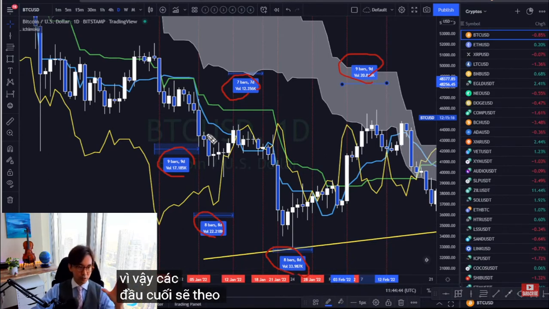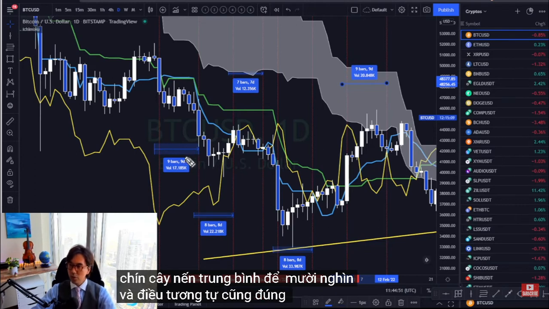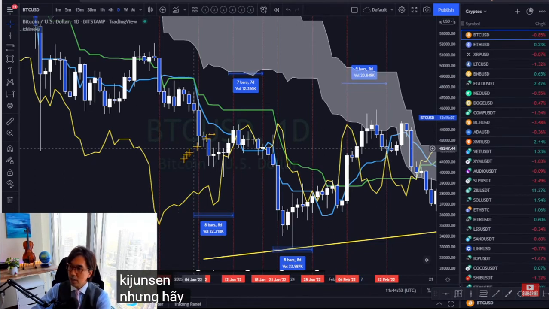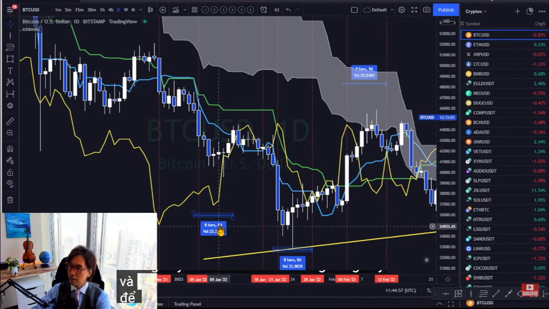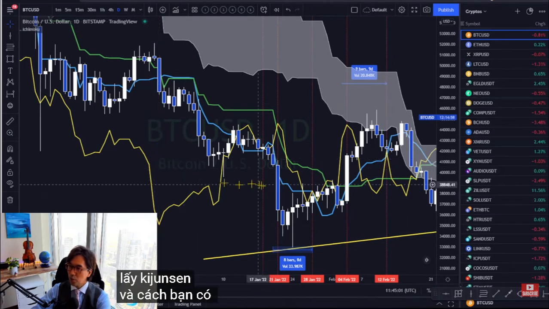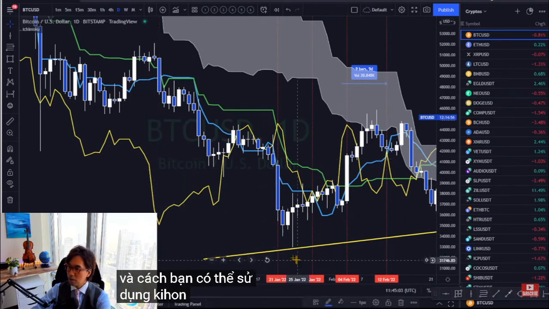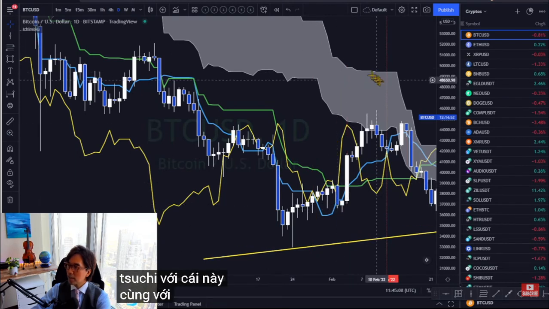So hence, retrace backwards 9 candles on average to Tenkan-sen. And the same is true for Kijun-sen. So let me delete all these lines. And let me then take the Kijun-sen and show how you can use the Kihon Suchi with this.